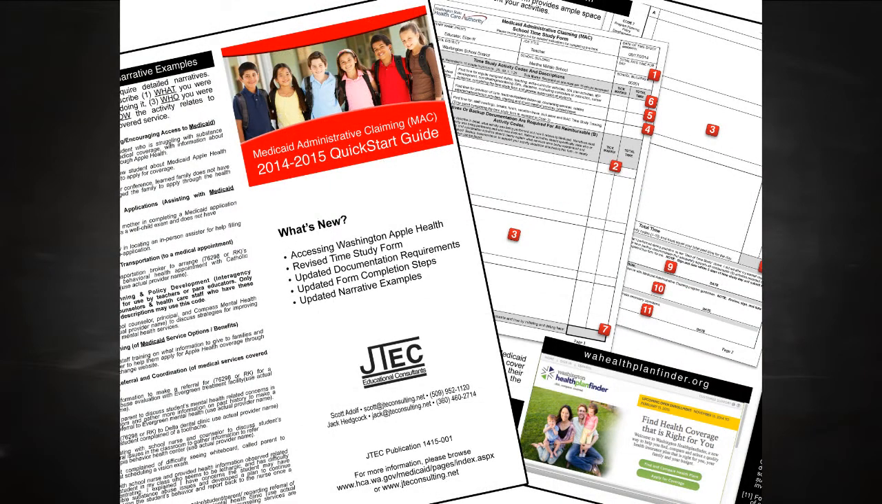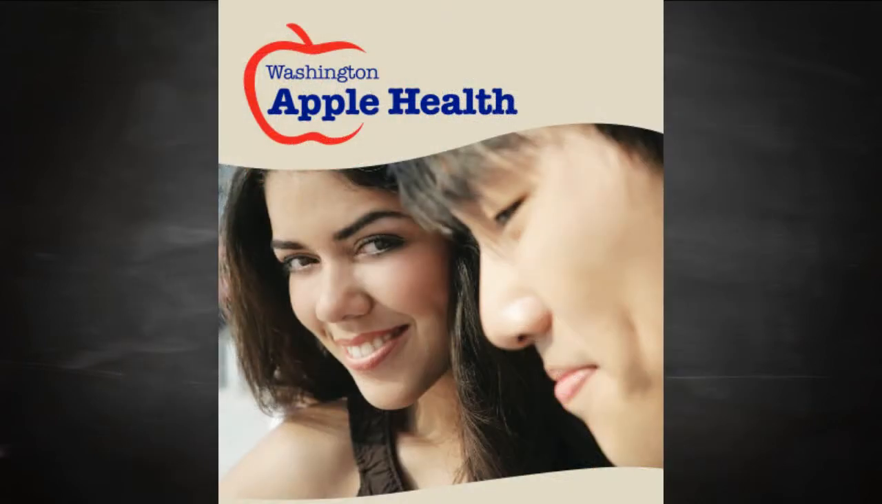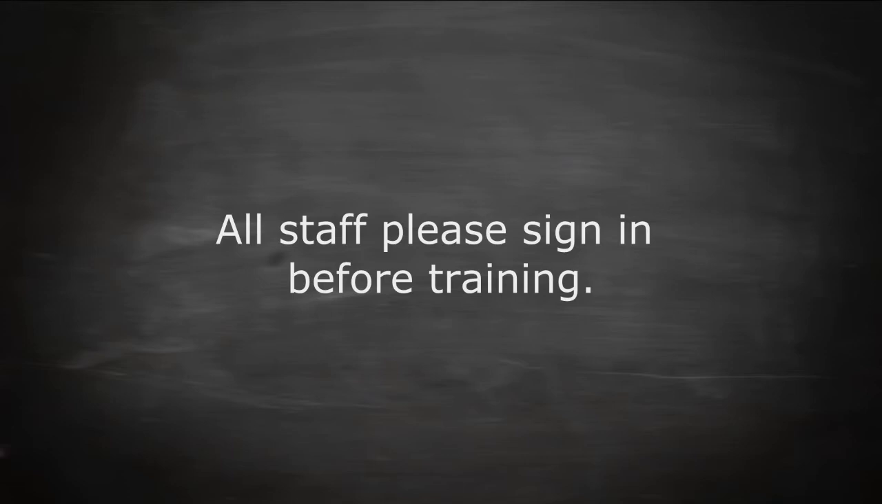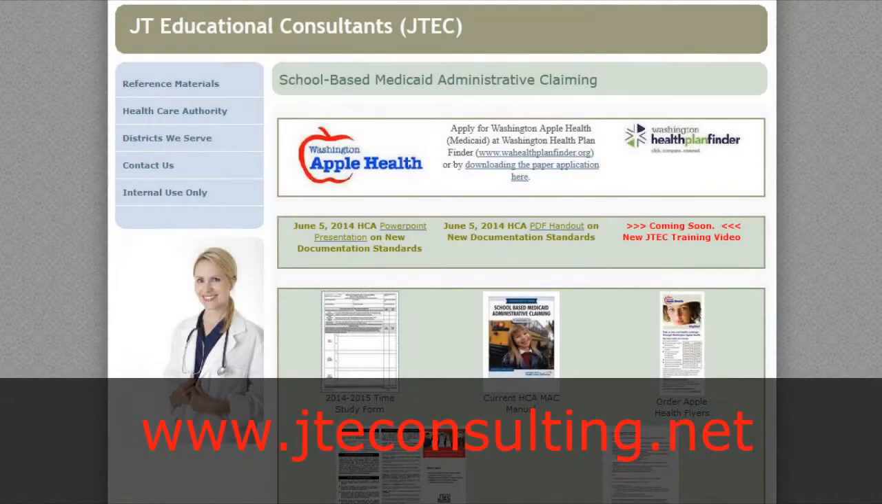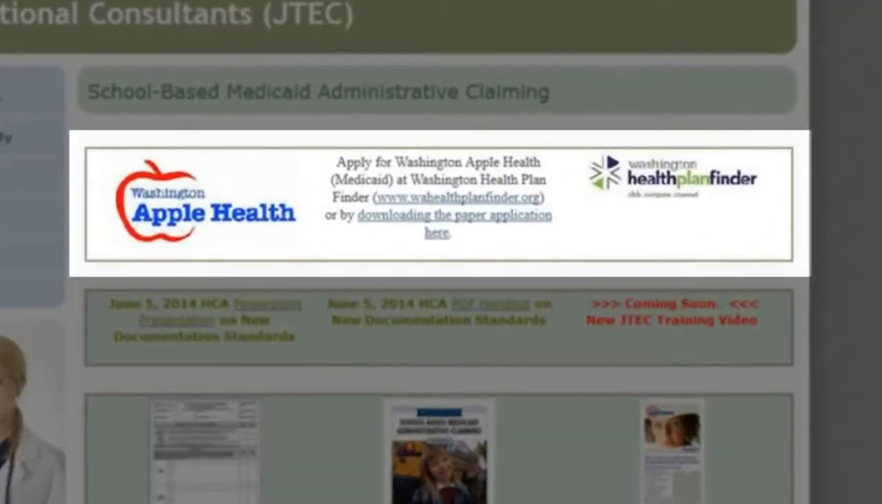easy as possible. For this training session, we suggest that all staff have a time study sheet, the Quick Start Guide, a copy of the Washington Apple Health Medicaid Insurance Form, and a copy of the narratives that was provided by the Healthcare Authority. All staff should sign in for their required annual training before participating. All materials are available on the JTEC homepage at www.jtecconsulting.net. Also listed on our webpage is the Washington Health Plan Finder website.